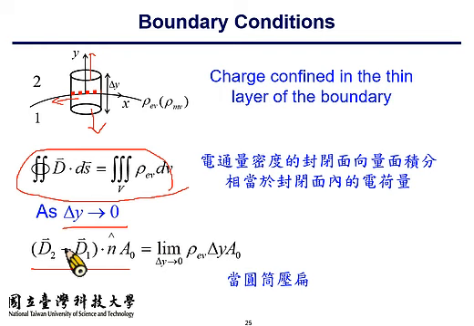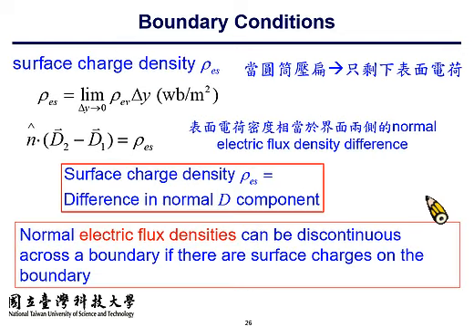Okay, so the left hand side is the difference between the normal components of D1 and D2, and the right hand side is the surface charge residing on the interface between medium 1 and medium 2. So that will be the surface charge density, written as rho_s, the electrical charge on the surface.